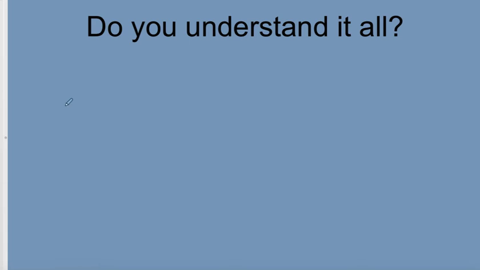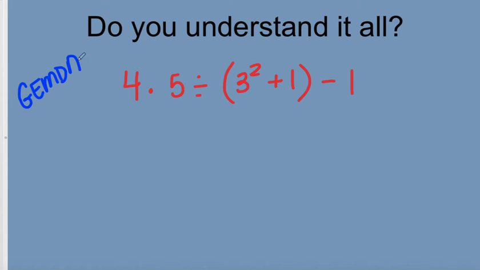Okay, so we started the year working on proper order of operations. So let's put it all together. I gave you a problem, 4 times 5 divided by 3 squared plus 1, minus 1. All right, so let's remember proper order of operations is GEMDAS. And remember, we want it to look like a tornado. So we want each step to be shown and work our way down until we get all the way to the bottom. All right, so first I'm going to go to my grouping symbols.